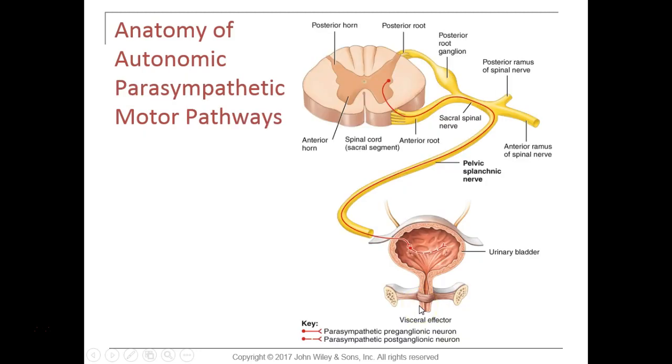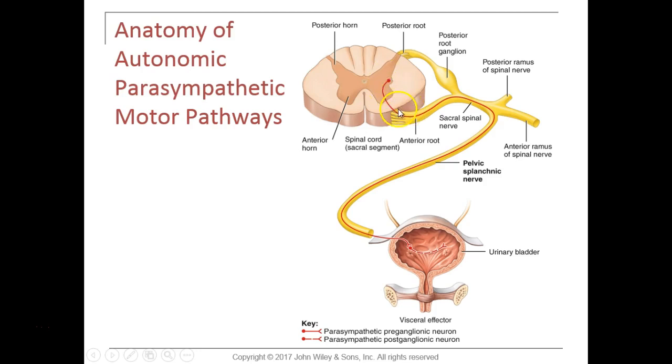Now here's the parasympathetic motor output. You can see it's a little different. We have the preganglionic neuron leaves via the anterior root of a spinal nerve. This would only occur in the sacral region of the spinal cord, because if these neurons were leaving from the brain, they would not be leaving from a spinal nerve, from the spinal cord. They would be leaving through cranial nerves number 3, 7, 9, and 10.